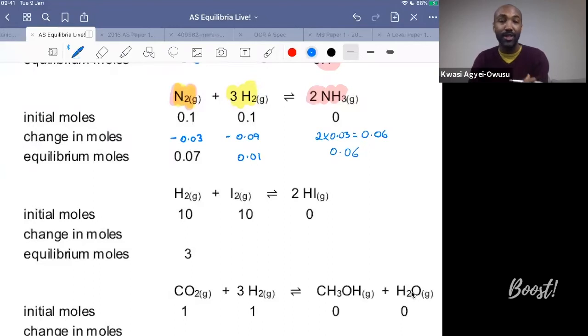Okay, so that's working out equilibrium quantities. Now, to work out values of Kc or Kp, we'd then go on to use these equilibrium moles that we've calculated to either work out the equilibrium concentrations or to work out the partial pressures for the gases, more appropriately to allow you to work out Kp. But we'll get to that very shortly.